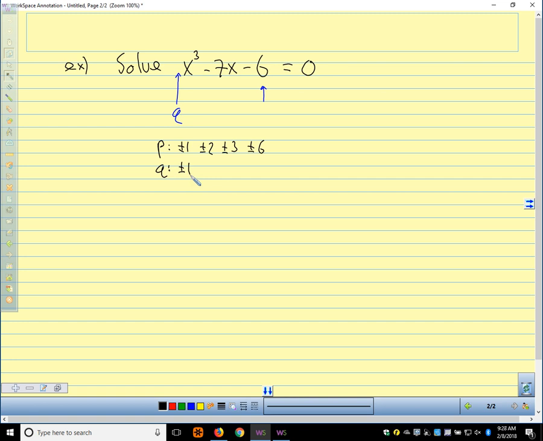Plus or minus 1. So for this function, our possible rational roots are just plus or minus 1, plus or minus 2, plus or minus 3, and plus or minus 6. We like when q is 1 because q is our denominator, the p over q.